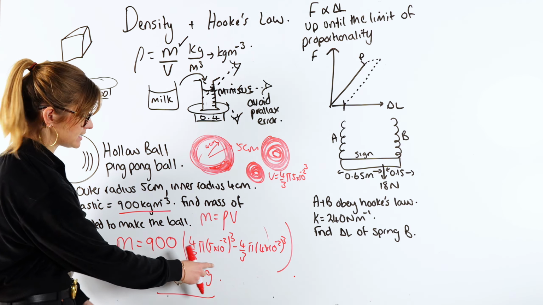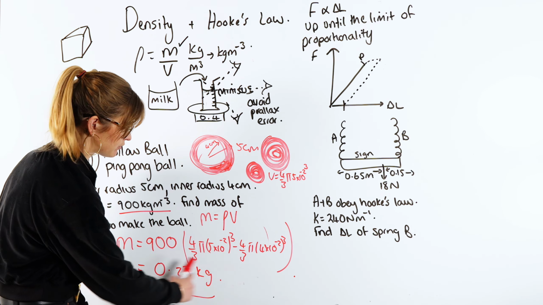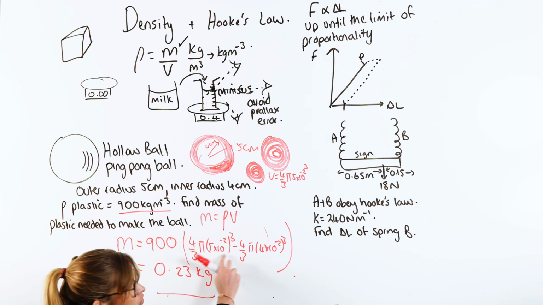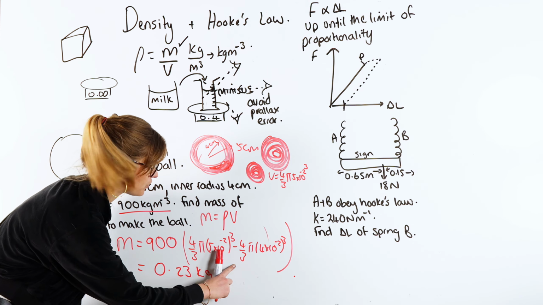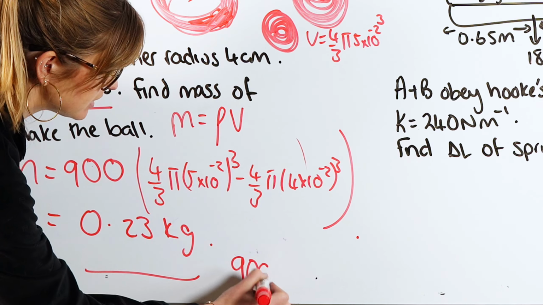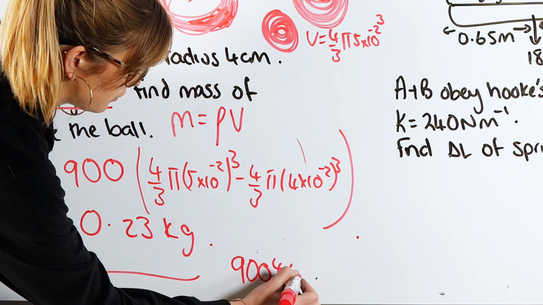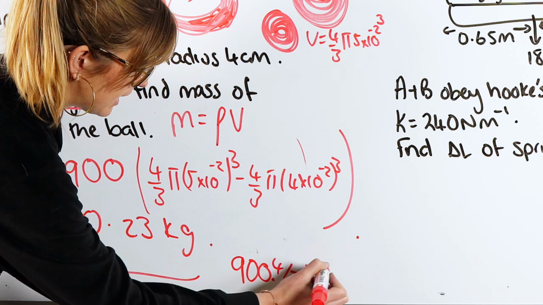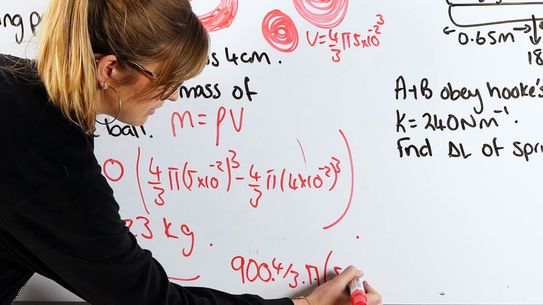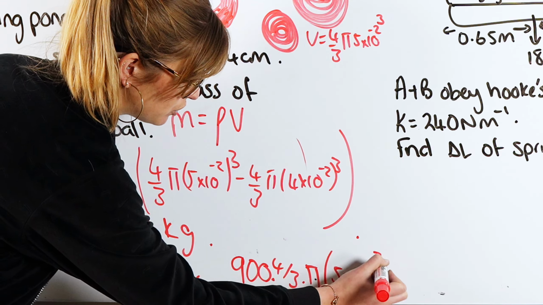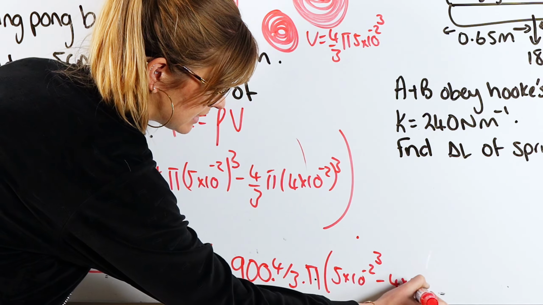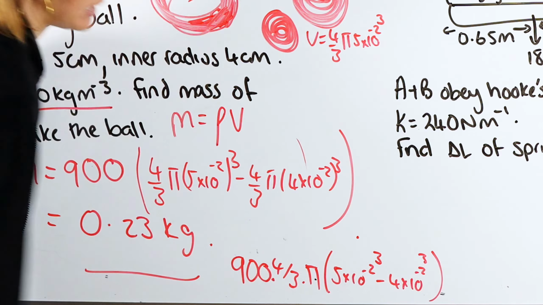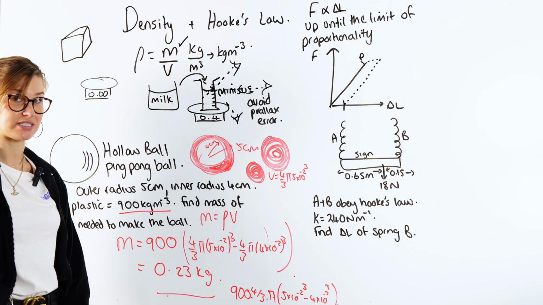So again, just to show you what I did here when I simplified, what I said was instead of writing out like this, you could technically factorize out your 4/3 pi. So I could write 900 times 4/3 times pi multiplied by 5 times 10 to the negative 2 cubed, take away 4 times 10 to the negative 2 cubed. Okay, that's what I did the second time, just to prove that I got the same number in my maths.